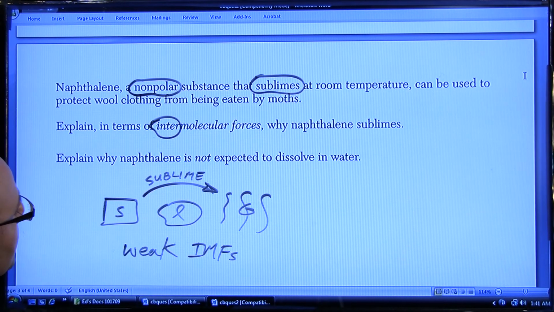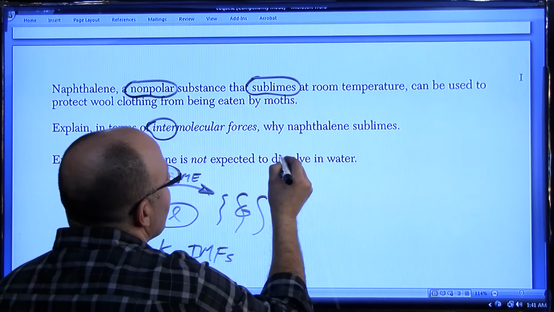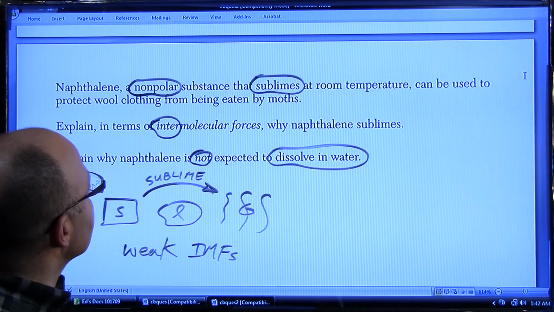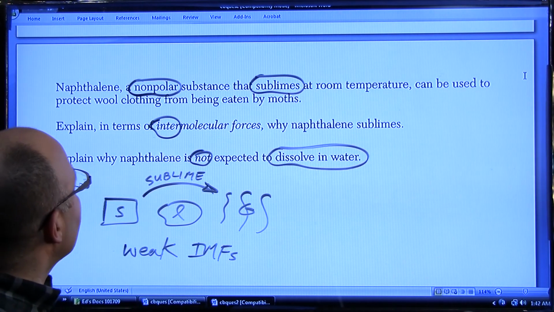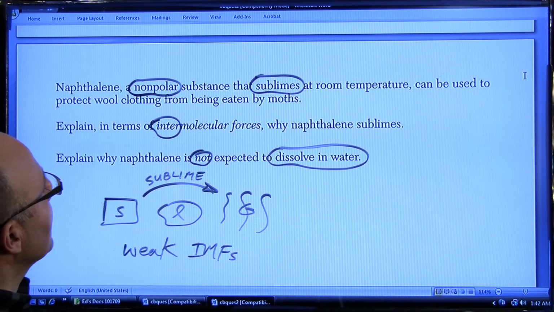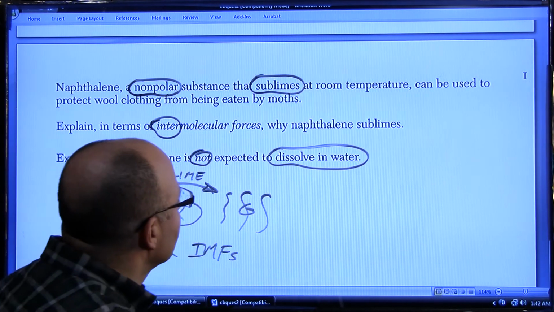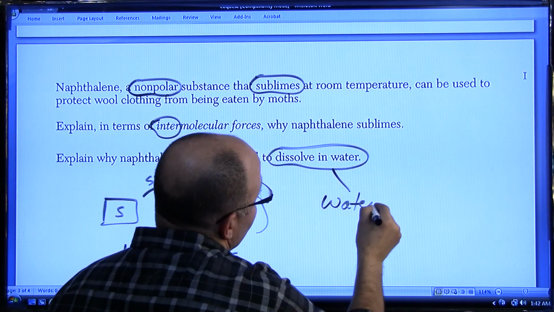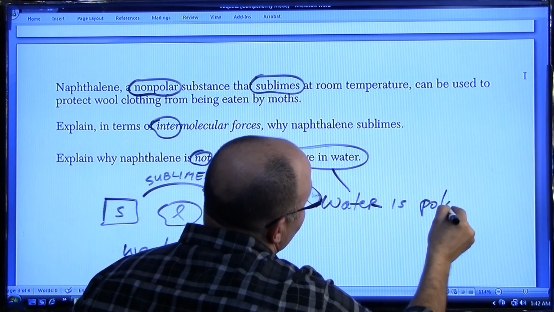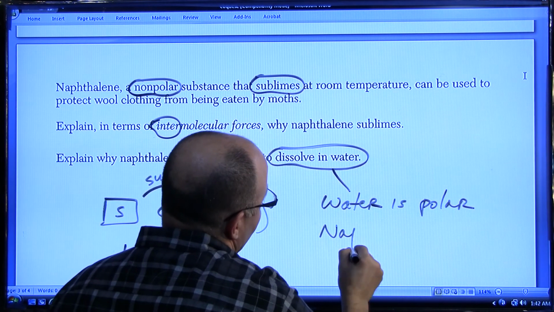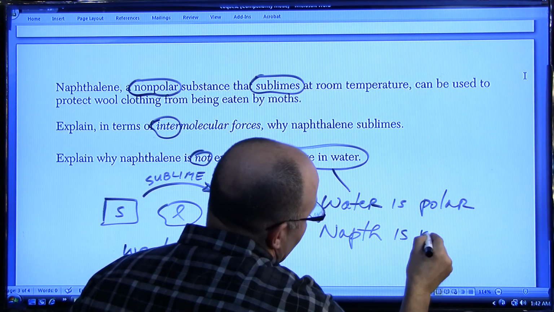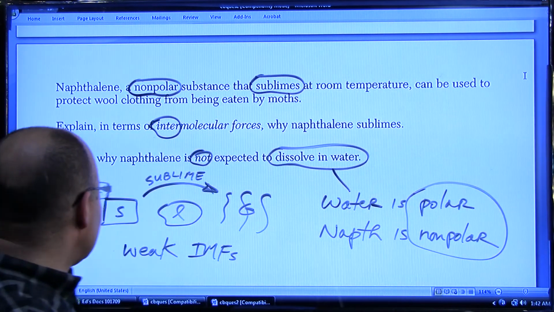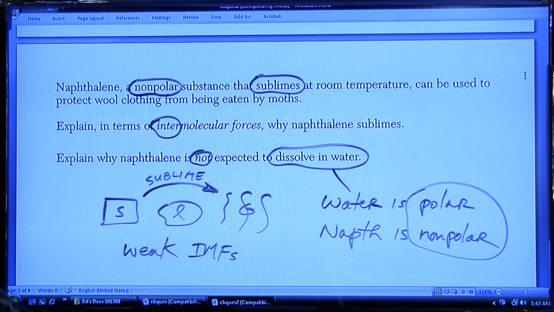Explain why naphthalene is not expected to dissolve in water. Well, it won't dissolve in water, because remember, like dissolves like, and that's in our solutions unit, but we'll mention it now. And since water is polar and naphthalene is non-polar, they won't dissolve. So water is polar. Naphthalene is non-polar. So they are not alike. Therefore, you would not expect them to dissolve in each other. Okay, that was good.